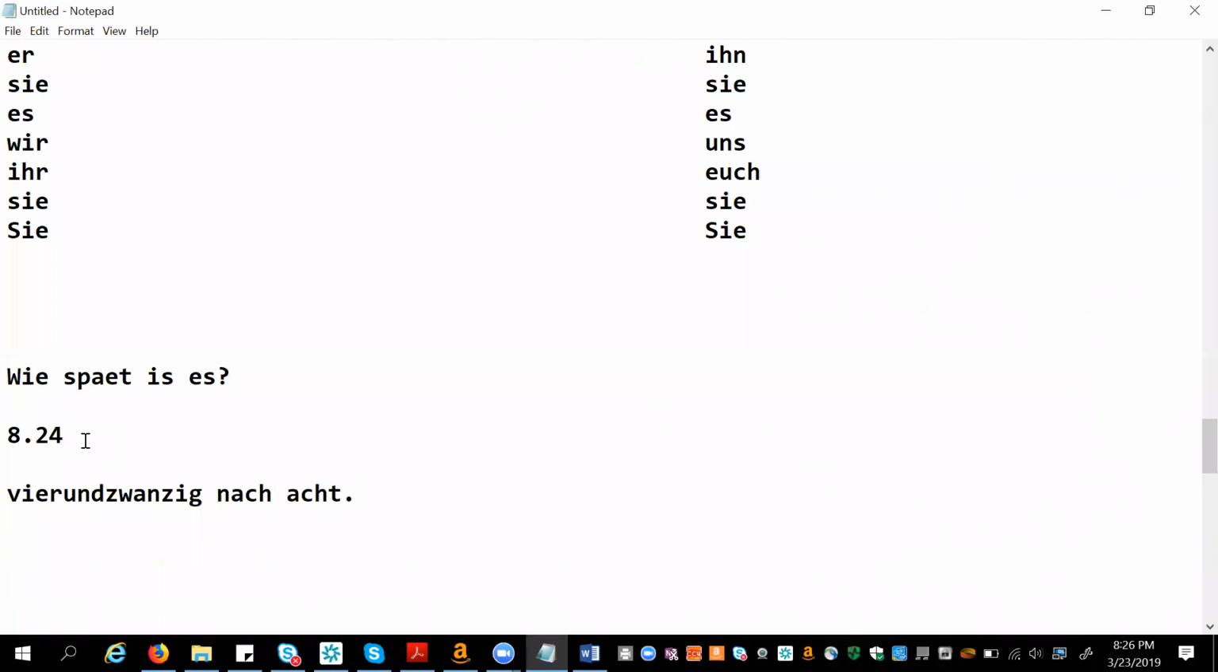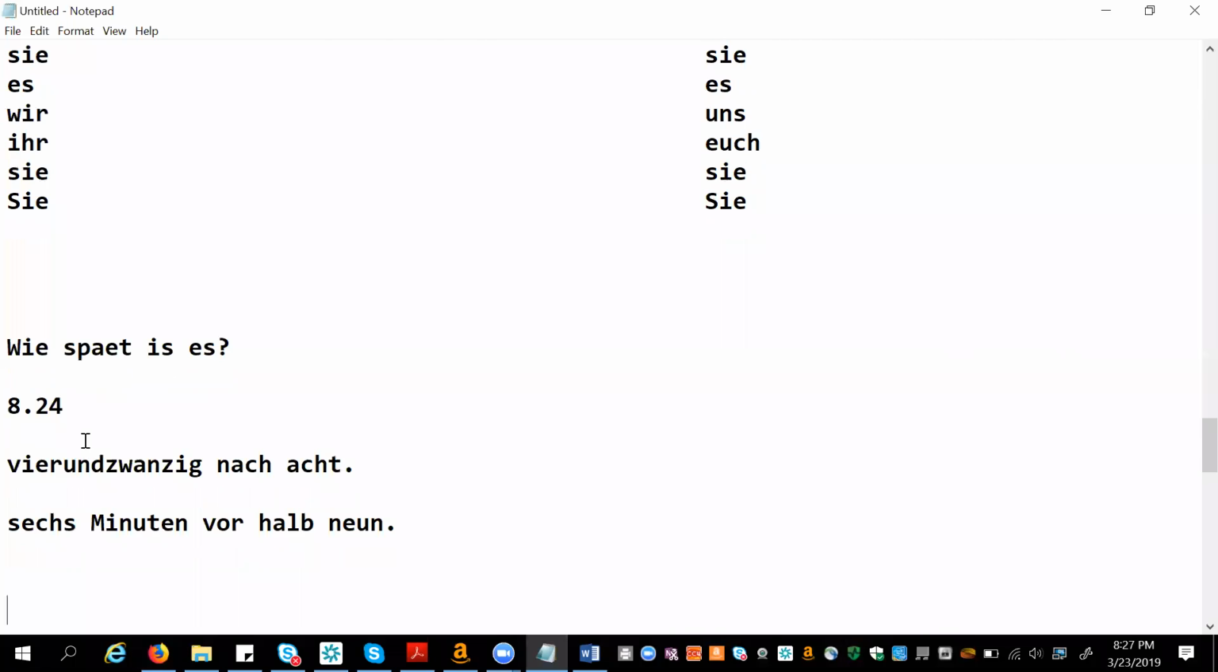I can say that it is 6 minutes before 8:30. So 6 means 6 Minuten. 6 Minuten. 6 minutes before. Vor is before, right? Nach means after. 8:30 is halb 9. Halb 9. 6 Minuten vor halb 9. Okay, 6 minutes before 8:30.